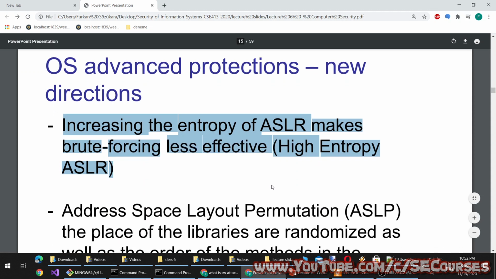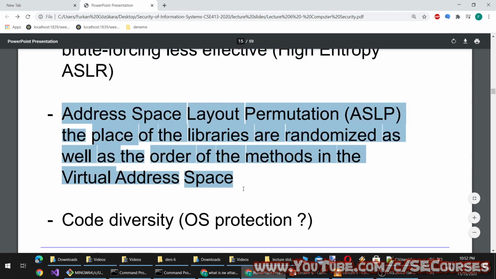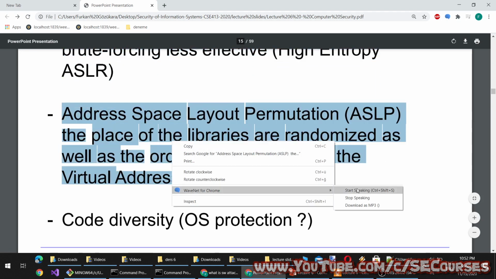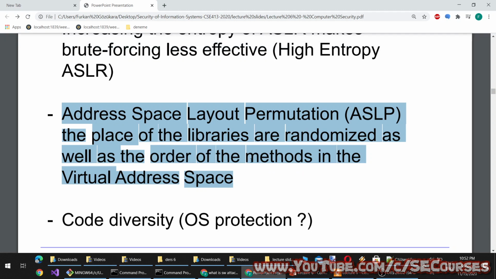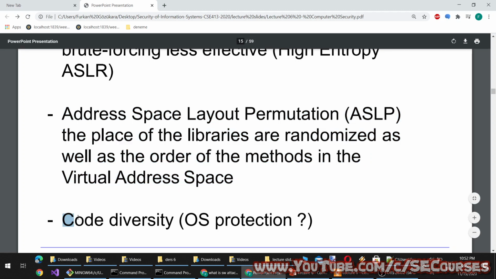Increasing the entropy of ASLR makes brute forcing less effective. High entropy ASLR. Address space layout permutation, ASLP: the places of the libraries are randomized, as well as the order of the methods in the virtual address space.